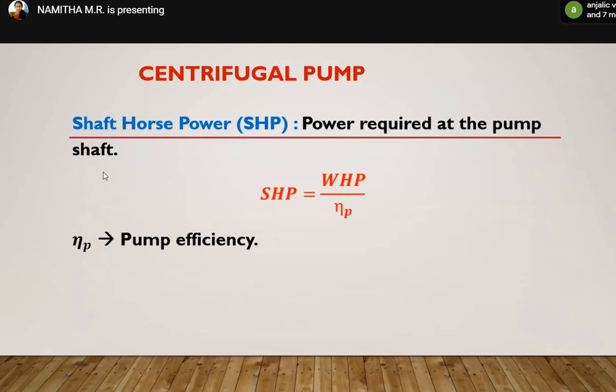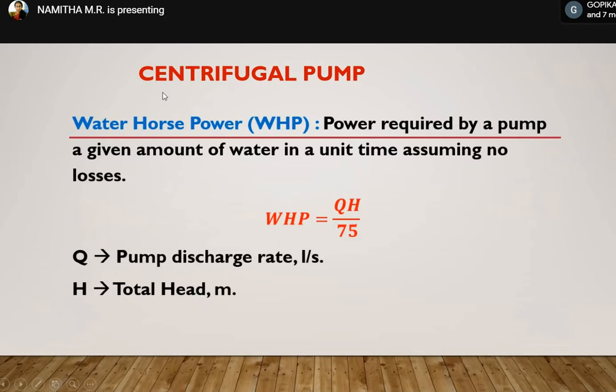There is shaft horsepower. It is the power required at the pump shaft. There is a shaft for the pump, and the power is supplied through it. The pump is rotating; the impeller of the pump is rotating. There has to be a shaft at the center of the pump to rotate the impeller. So that shaft horsepower is calculated as WHP, which we have calculated here, divided by pump efficiency. Because here we have told that this WHP is calculated for no losses.